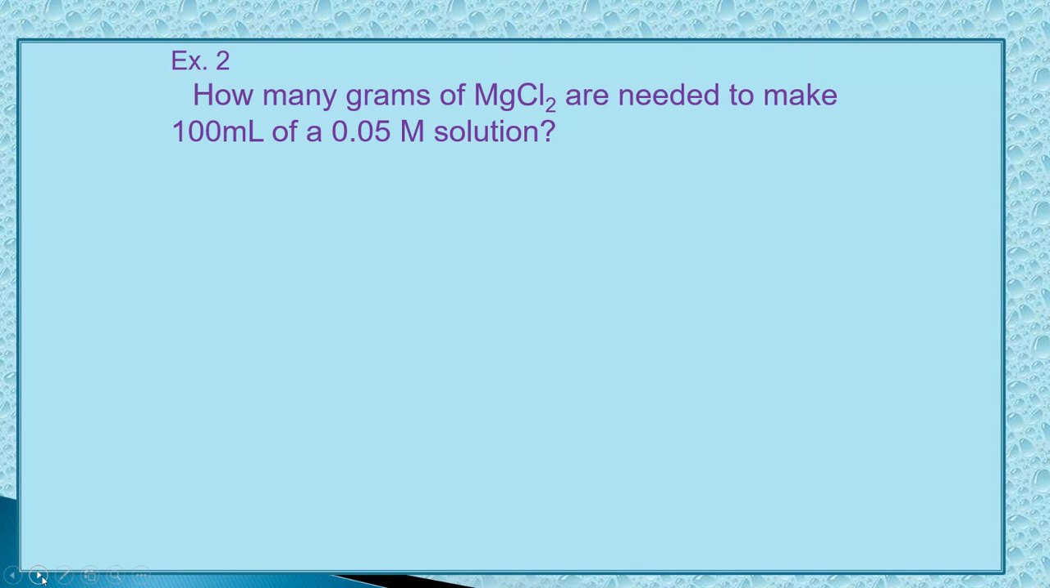This one says how many grams of magnesium chloride are needed to make 100 milliliters of a 0.05 molar solution. Okay, anytime you see this big M, that stands for molarity, that's a big clue that you're going to use that molarity formula. So we'll start there. So this time, molarity is equal to moles of our solute, in this case MgCl2, divided by liters of solution. Again, they did not give us liters, they gave us milliliters, but we did that conversion earlier, so we know that 100 milliliters is 0.1 liters.